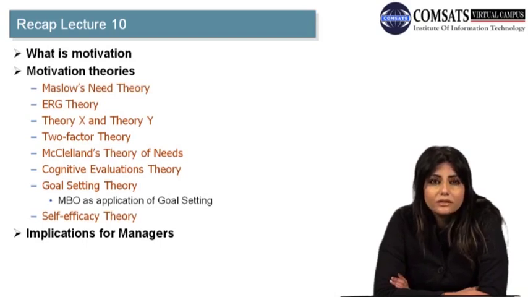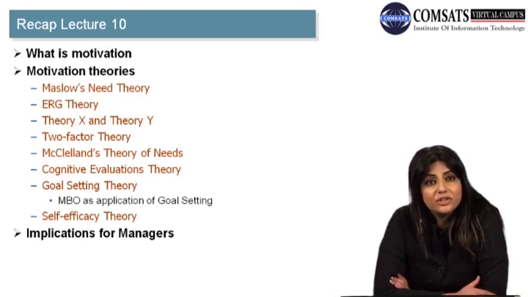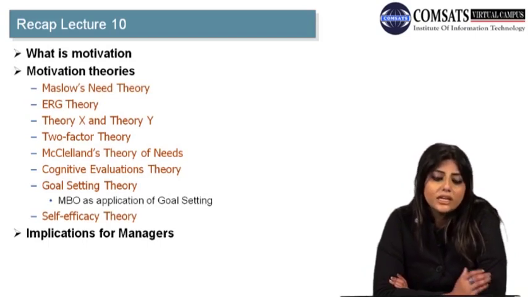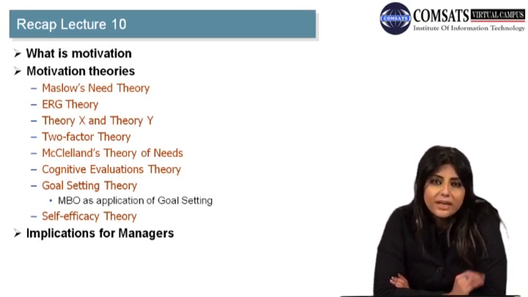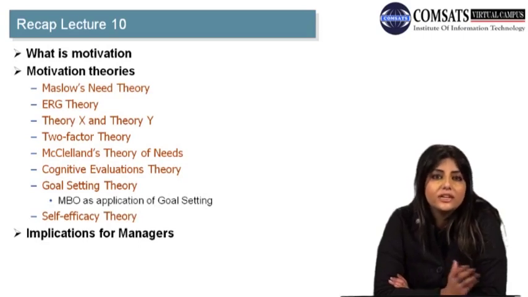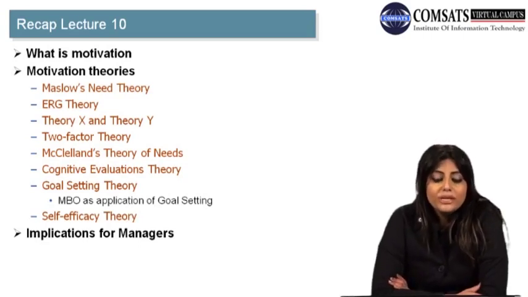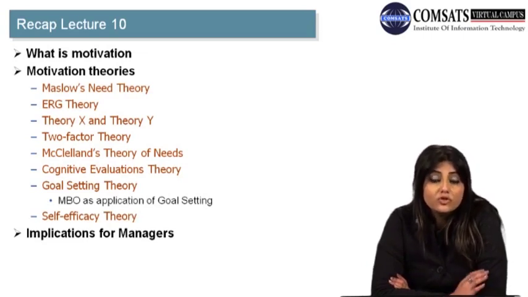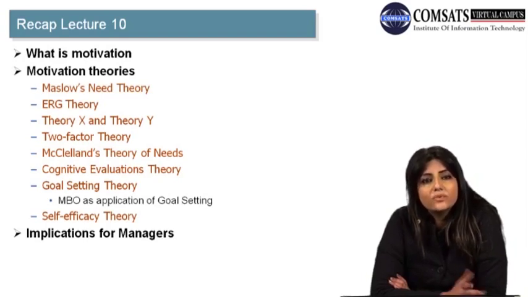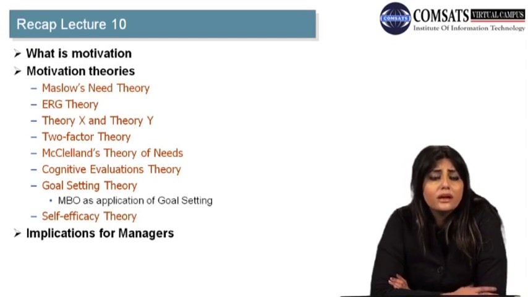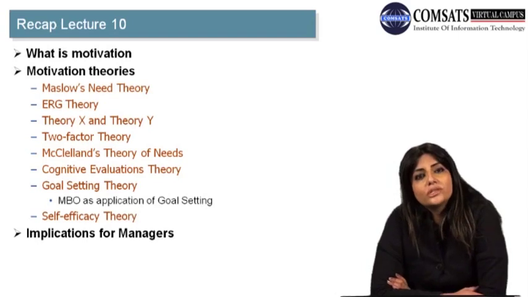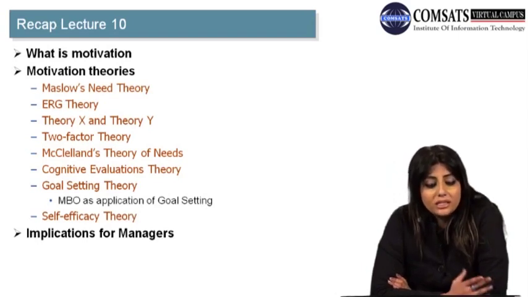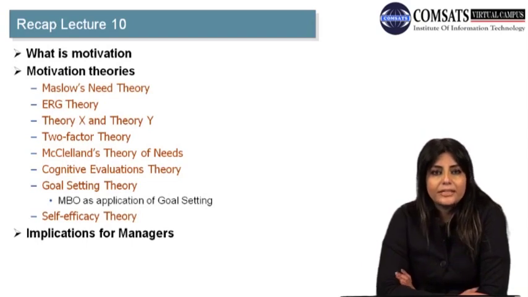Then the next theory which we discussed was the ERG theory. This theory is again related to Maslow's need hierarchy theory. Maslow divides the needs into 5 categories, and ERG divides the needs into 3 categories. E stands for existence, where the first 2 basic needs given by Maslow are met. Then R is relatedness, where the need for esteem is met, and then the growth needs, where the need of self-actualization, which was given by Maslow, is equal to that need in the hierarchy.